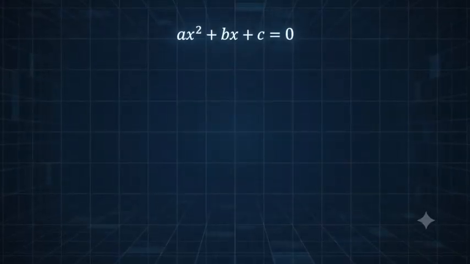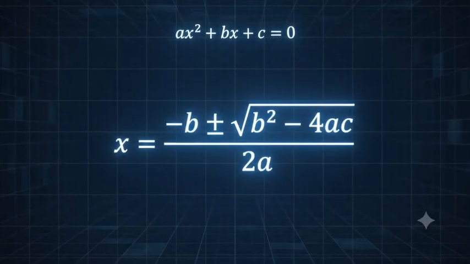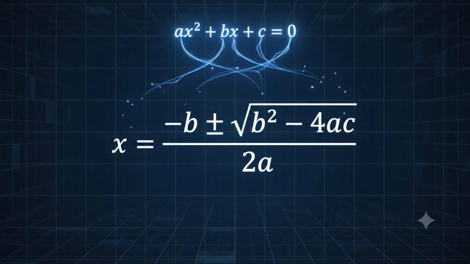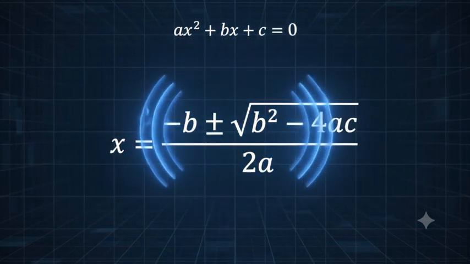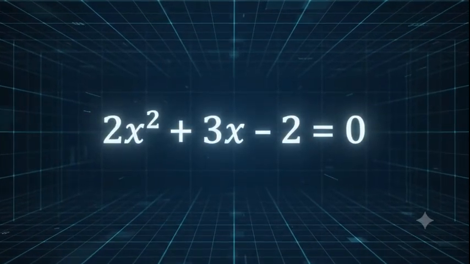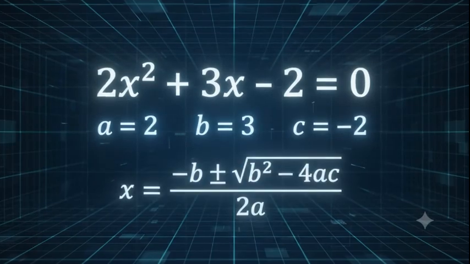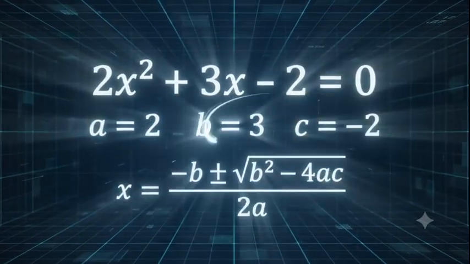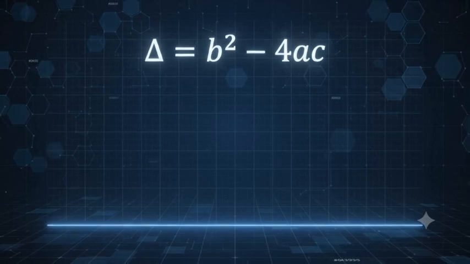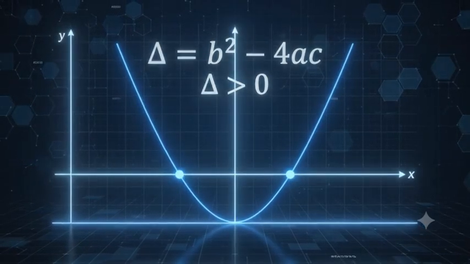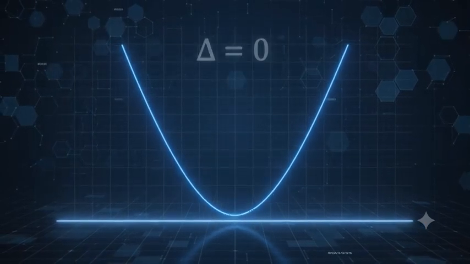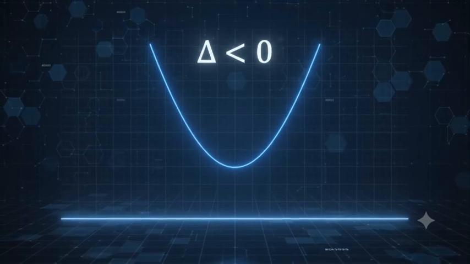When factorisation is difficult or impossible, we can use the quadratic formula. This formula works for any quadratic equation written in standard form. For example, in 2x squared plus 3x minus 2 equals 0, a is 2, b is 3, and c is negative 2. The expression b squared minus 4ac is called the discriminant. It tells us how many real solutions a quadratic equation has.